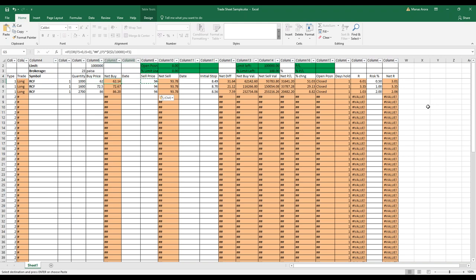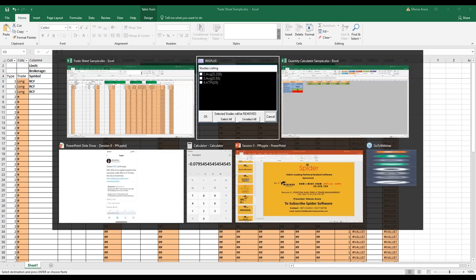You need to find a good stock. You need to do the risk management. You need to calculate the quantity and then sit tight. Do not interfere with the process. Focus on the process. And then if you focus on the process, you will see gains like this.